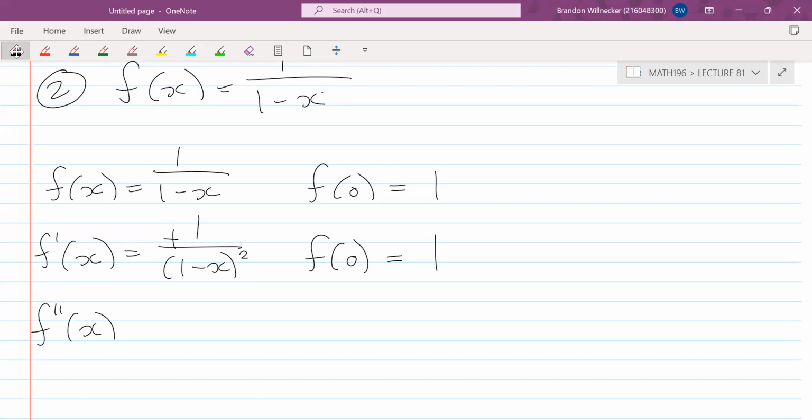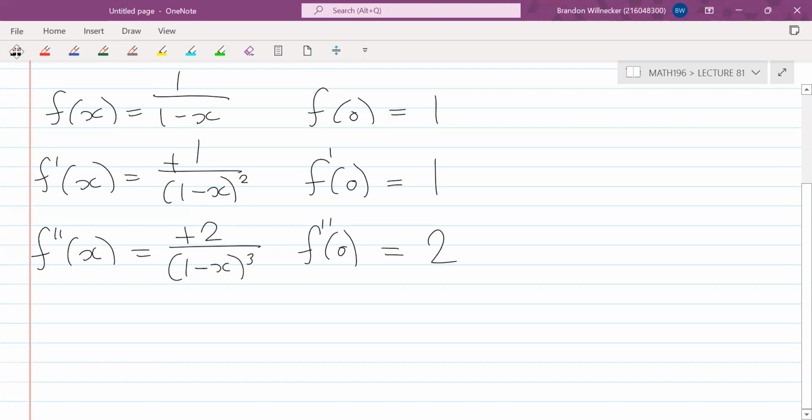F double prime of x is going to be the derivative of what we did before. That's going to be minus 2 over 1 minus x cubed. And then again, the chain rule gives us another factor of minus 1. So we have a plus. Sorry, that's f double prime. F double prime evaluated at 0. That's going to give us 2. Okay, so you see things are getting a bit more interesting now.